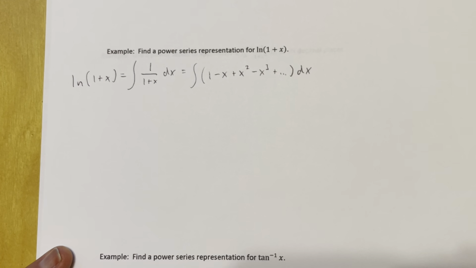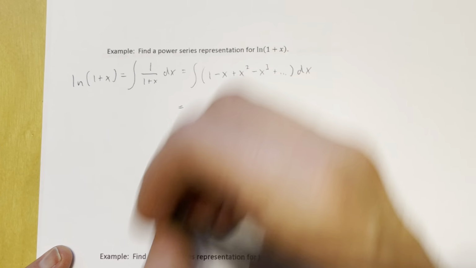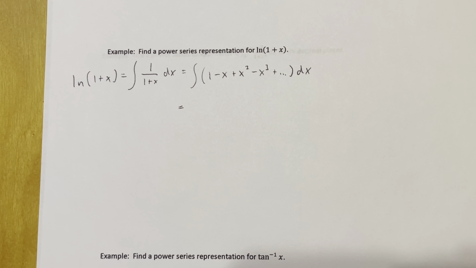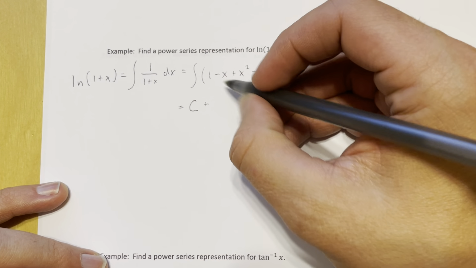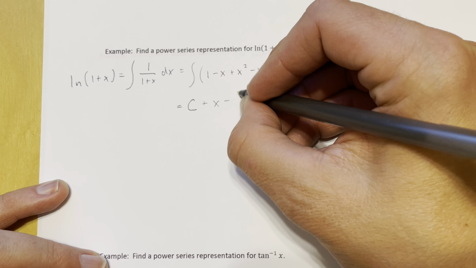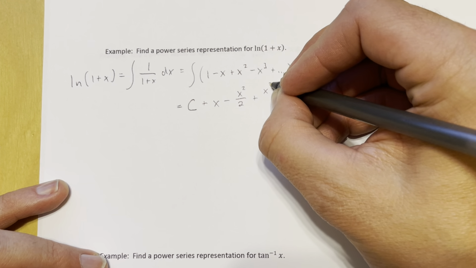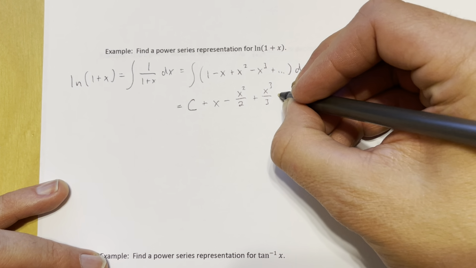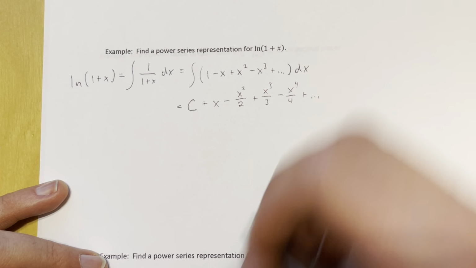This, according to that theorem that we just talked about, can be integrated term by term. And you do need to be careful because with integration, we do get a constant of integration. So there is going to be a c that comes from here. But then for the rest of this, plus that 1 becomes an x, minus x becomes minus x squared over 2, plus x squared becomes x cubed over 3, and then minus x to the 4th over 4, and so on and so forth. Okay?